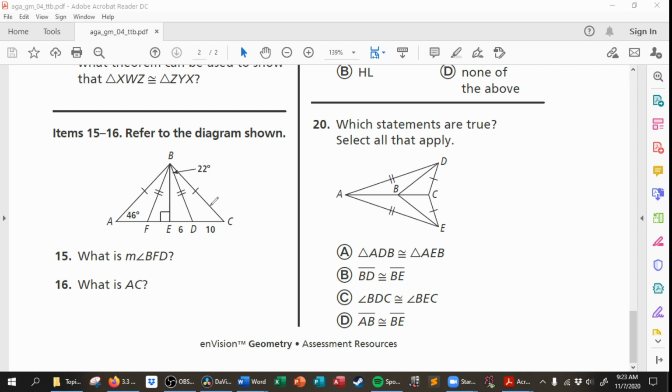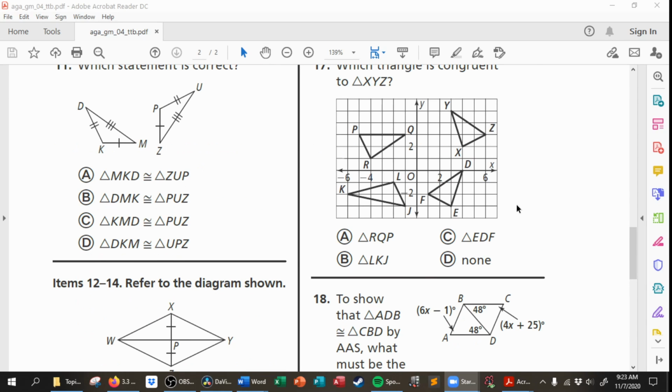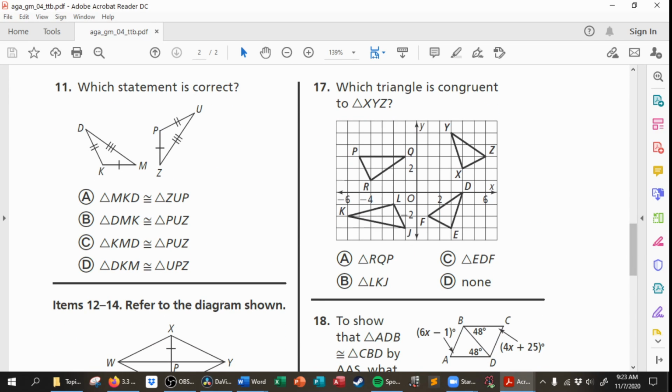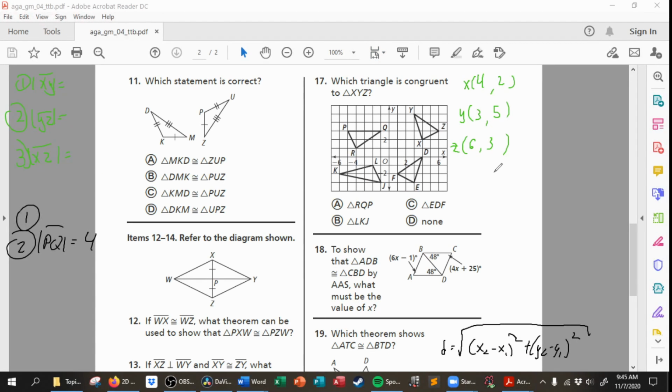Question number 17. Which triangle is congruent to XYZ? So, oof. All right, let me pause the recording here for a second because I'm going to come back to this one in a minute. All right, guys, so let's do this one.